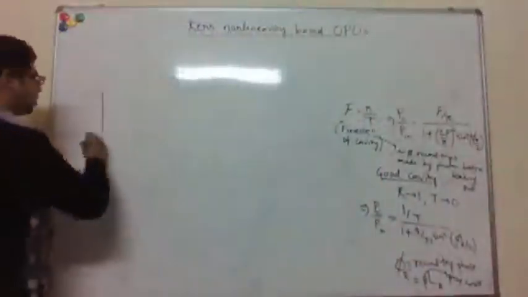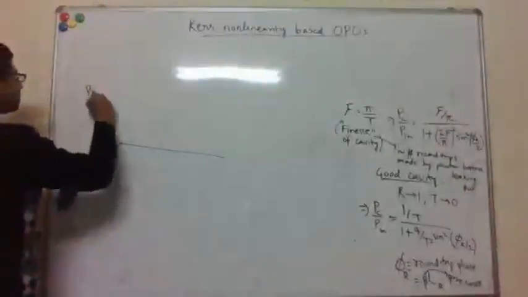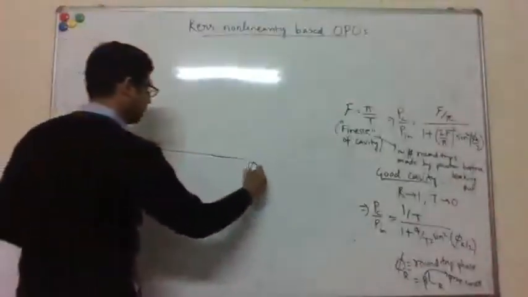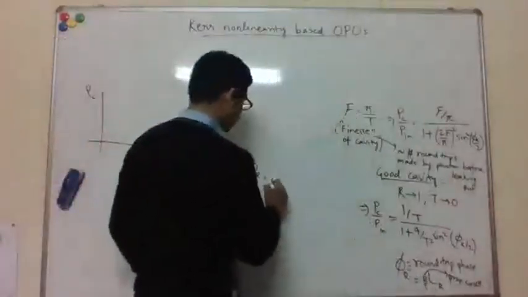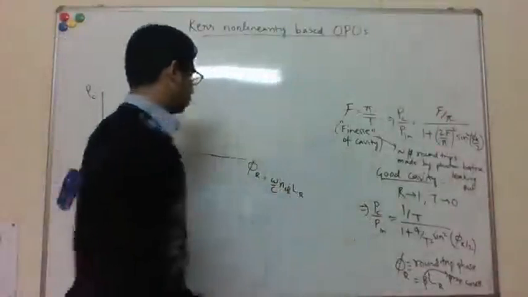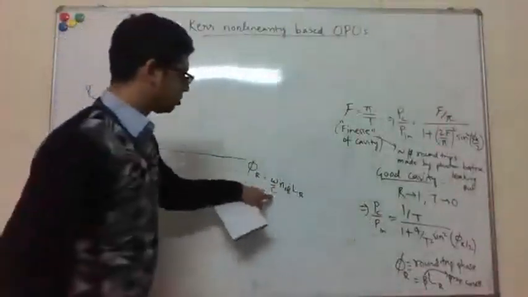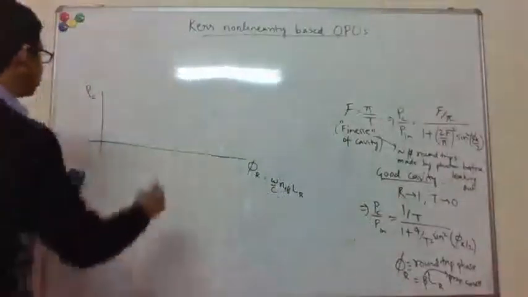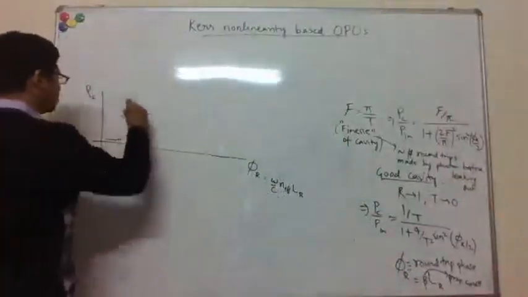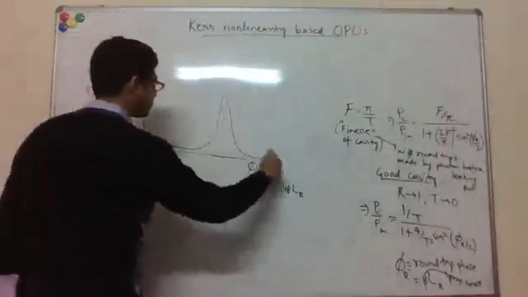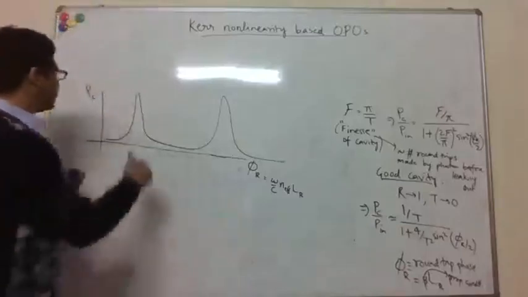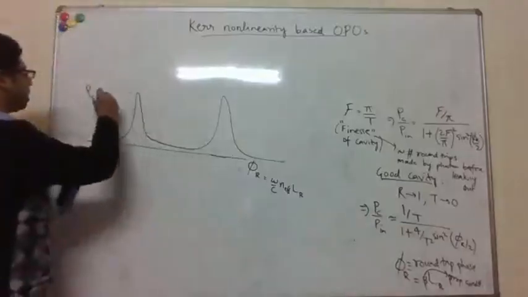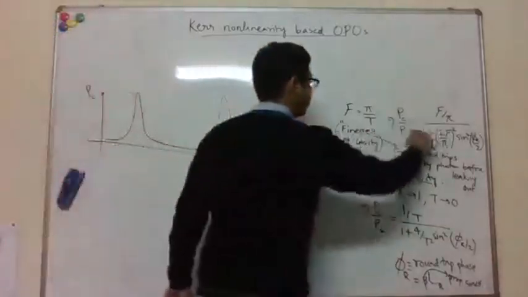Then if I plot the power in the cavity as a function of phi R, this phi R is again beta times L_R, right? So this is omega over c times n effective times L_R. So for example, you can plot it as a function of frequency, the other things remaining constant. Then you see these resonances, right? So whenever phi R becomes a multiple of pi, you get a peak. And this peak value is basically F by pi times P_in.